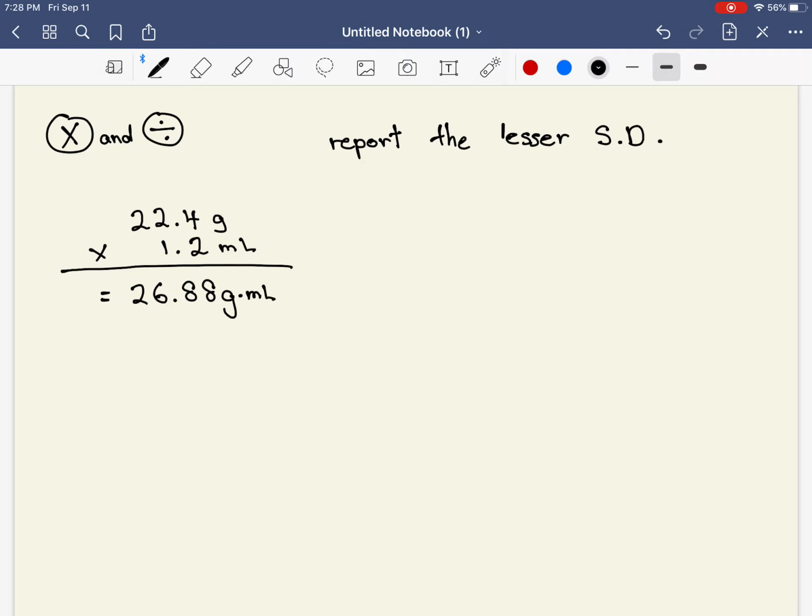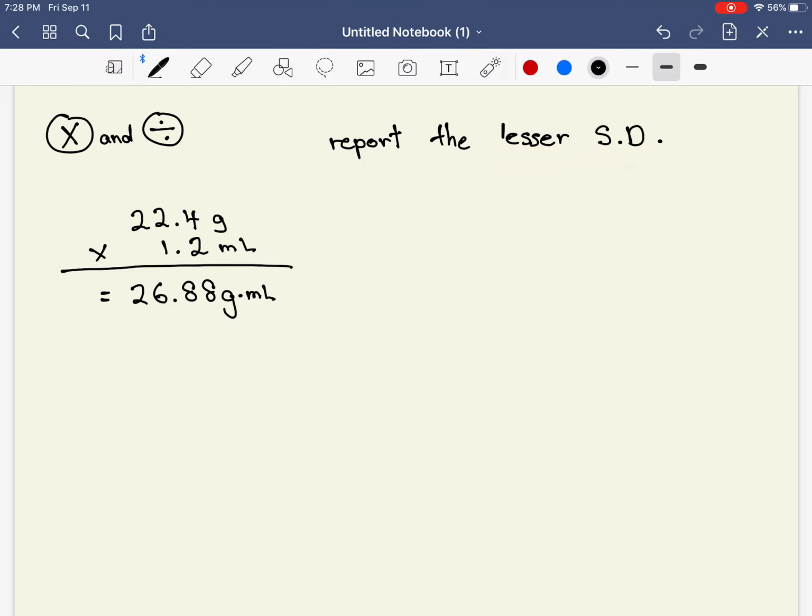Okay? But are you going to report 26.88? That's the question. Well, let's take a look at what the rule says. The rule says report the lesser significant digits. Notice, not the lesser decimal. Don't mix it up with addition and subtraction. It's the lesser significant digits.